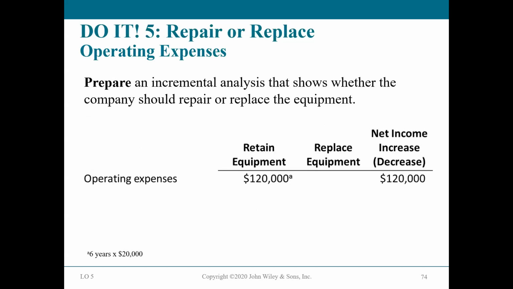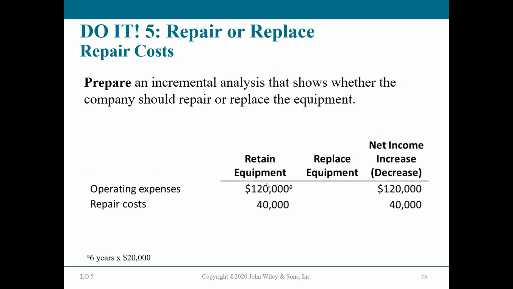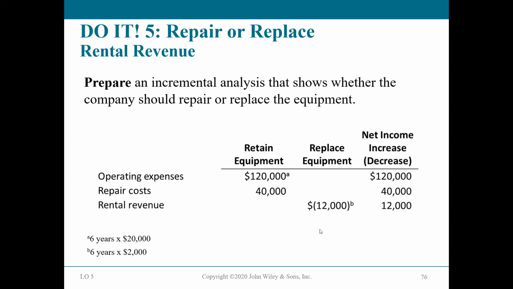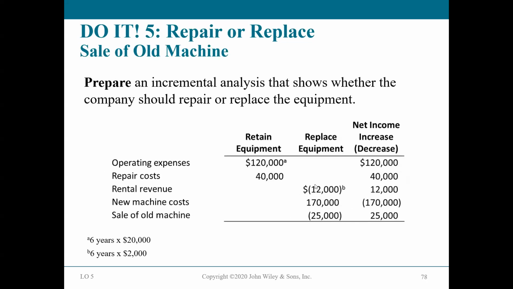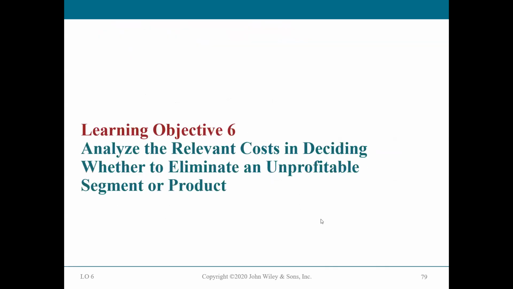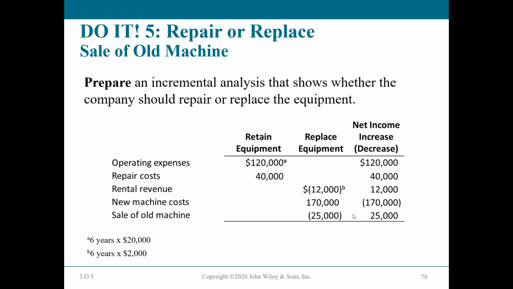Same process: our operating expenses if we keep it, that's our maintenance and repair costs, our rental revenue, new machine costs, sale of the old machine. Oh, we got no subtotals on here. So we have 120, 160, 172, less 170 plus 25. Would our net income actually increase? If I did that right, it would be 27,000 increased bottom line. So we should replace the equipment in this scenario.